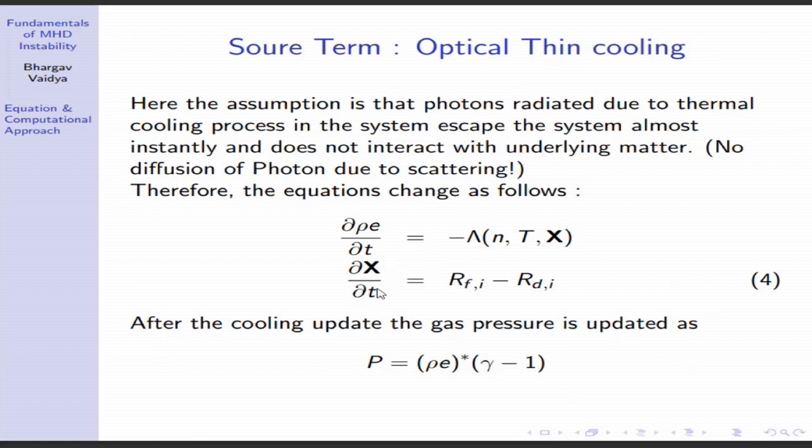So in this case, this is lambda. It's basically called the cooling function or the cooling curve. It depends on the density, the temperature, and x. X is essentially the chemical composition. Sometimes the chemical composition also comes into play. For example, I can give an example: if I have a system of a molecular cloud, and if I heat this thing, what happens? What happens to the heat? What will happen to the molecules?